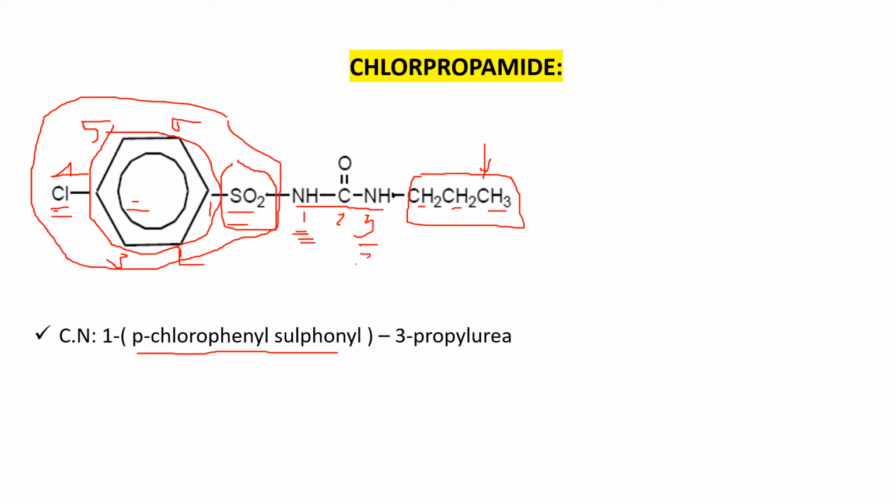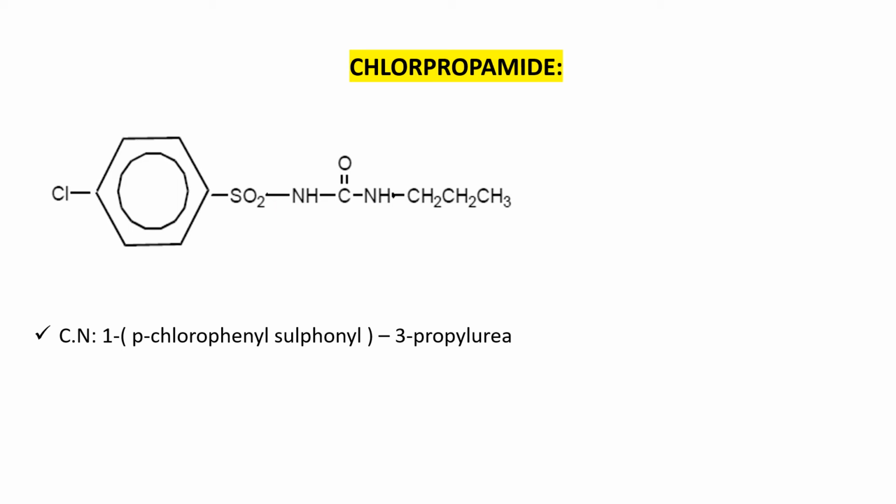And at third position, what is present? This is the structure of your propyl. Therefore, 3-propyl. At the end, write down the name of the parent structure, that is urea. In this way, I can give the chemical name to the structure of chlorpropamide, that is 1 in bracket para-chlorophenyl sulfonyl, and at third position 3-propyl, and at the last name of the basic structure, that is urea. This is the chemical name of chlorpropamide.